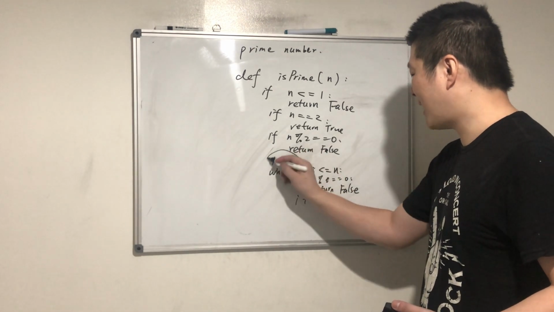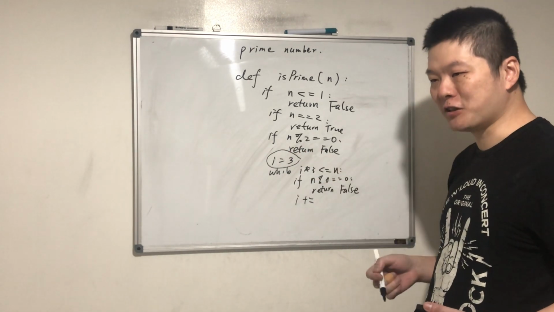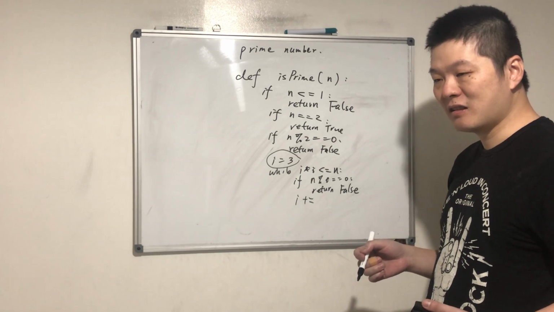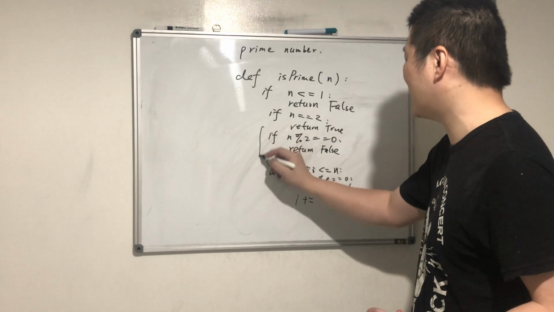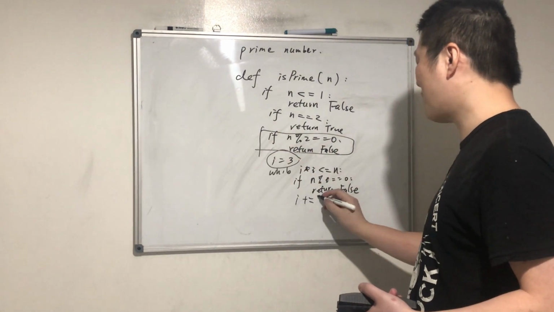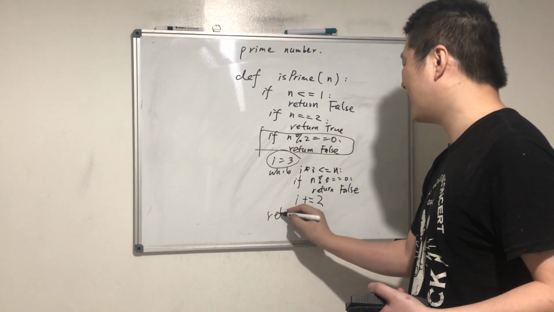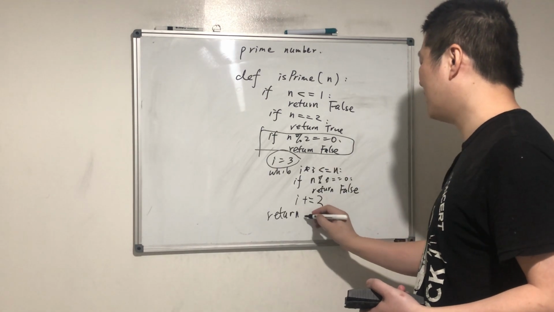Now I is 3. Okay, after checking 3, what's the next number to check? 5. Yeah, because we don't want to check 4, we want to skip it. Even numbers we already checked here, right? So I plus equals 2, and return what? If we go through this, return what?